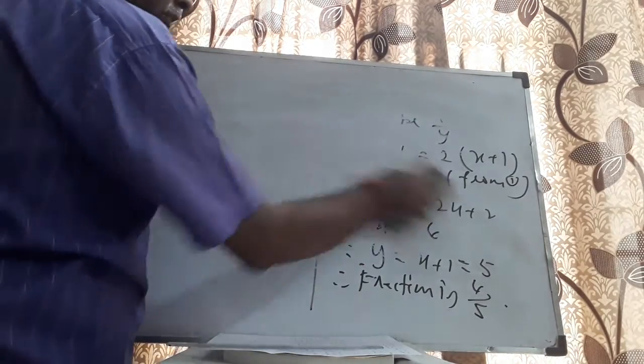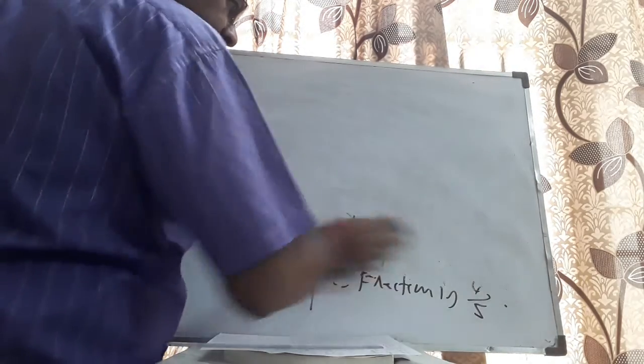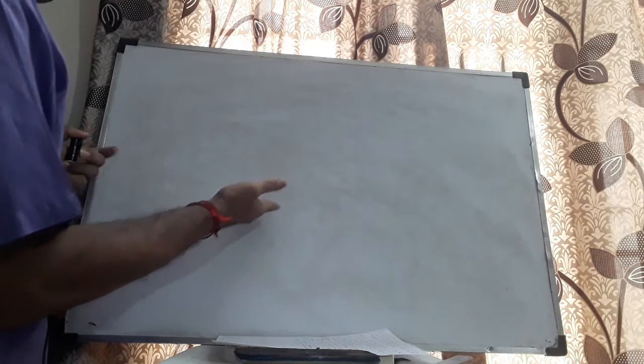Do it systematically. Whatever is given in wording should be converted into mathematics, so that I'll be able to get two equations in two variables x and y, and I'll be able to solve using any method. Here what I did is the substitution method, replacing y by x plus 1. The first problem was done by the elimination method. The second problem I did using the substitution method.